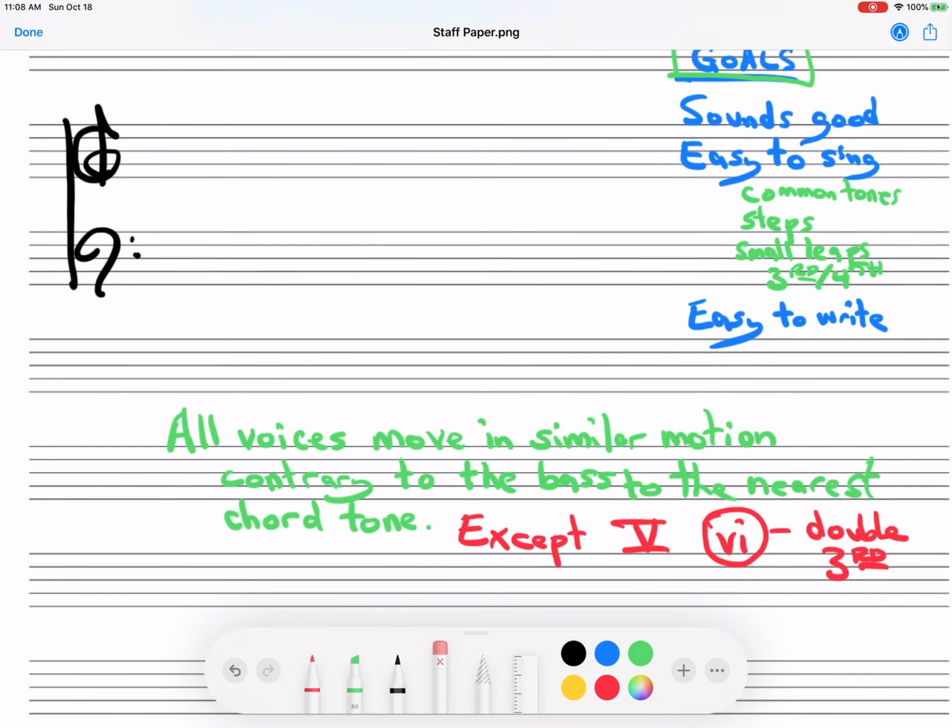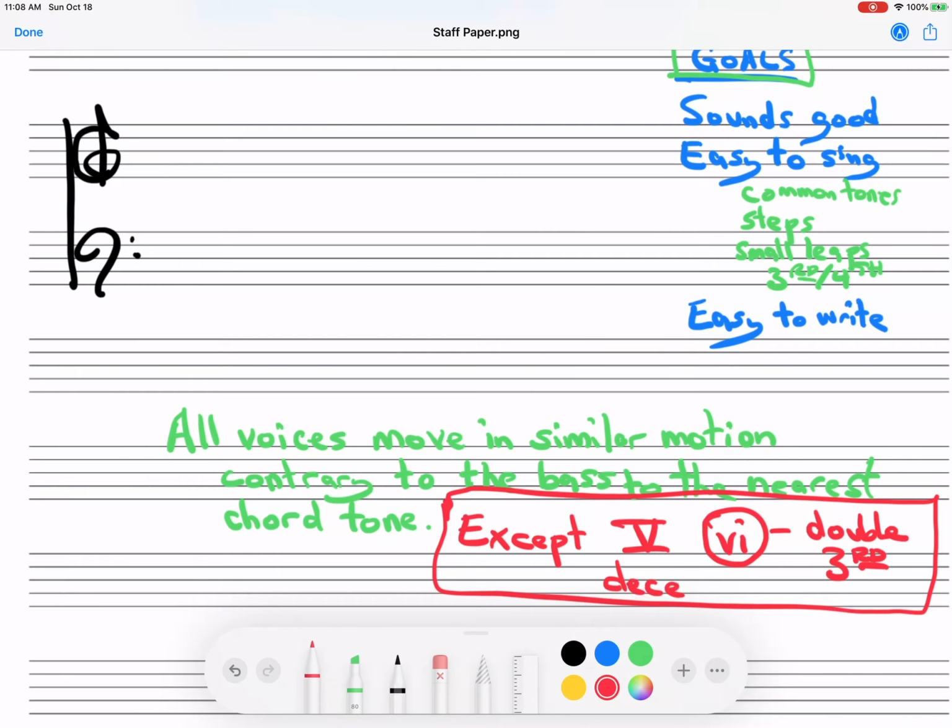So, if you remember, last time I was talking about this method and we said all the voices move in similar motion contrary to the bass to the nearest chord tone. This works except for one progression. So I have it written down here, except for 5/6. This is what we call the deceptive cadence.